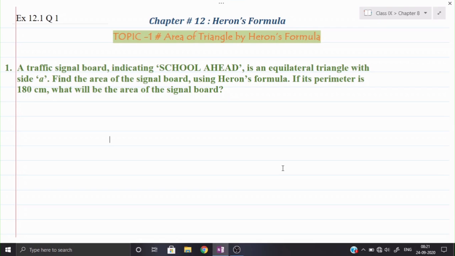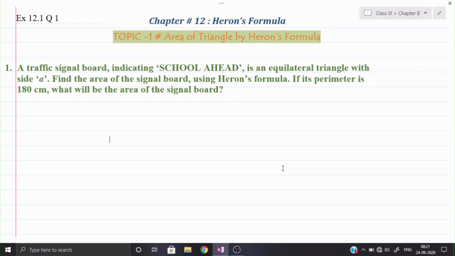For example, 1 upon 2 into base into height. In this formula you require height. Height means the perpendicular from one of the vertices of the triangle. If you draw a perpendicular onto the opposite side of the triangle, then it is called the height of the triangle. And if that height, that perpendicular, is not mentioned, you can't use the formula 1 upon 2 into base into height.